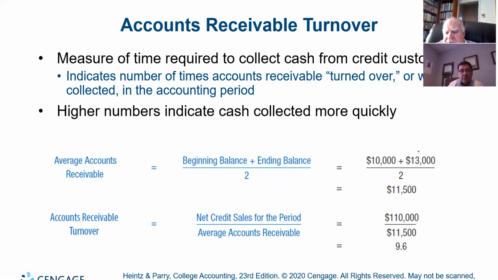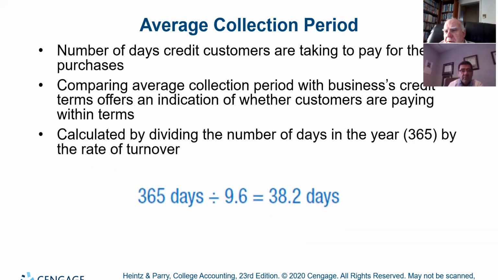You talk turnover with your boss, he or she may just look at you like you're speaking a foreign language. So what we want to do is turn that turnover into days. Everybody understands days. Very simply, if you divide a year, 365 days, by the turnover, you get 38.2 days. Anybody can understand that. So instead of boring your boss with the turnover, you say, boss, we're collecting cash really quick these days. We went from 40, say, to 38.2. The number of days credit customers are taking to pay.